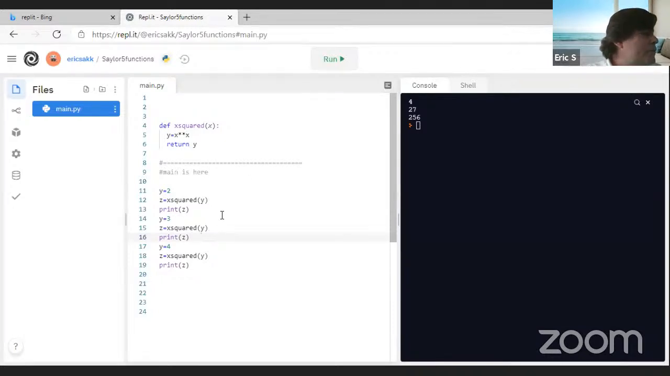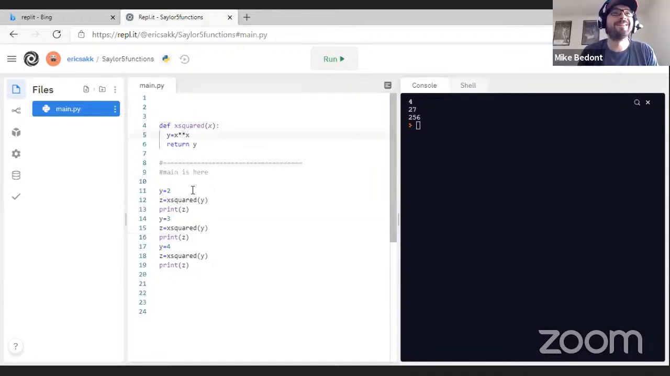So every time this is being called, we're seeing different values. That's interesting. Oh, I'm not squaring it. I'm not squaring anything. I'm actually raising it to a power.